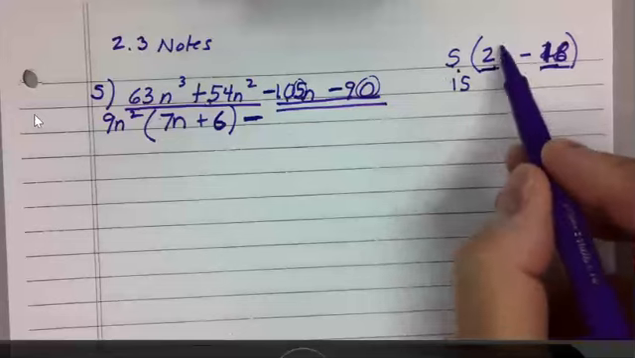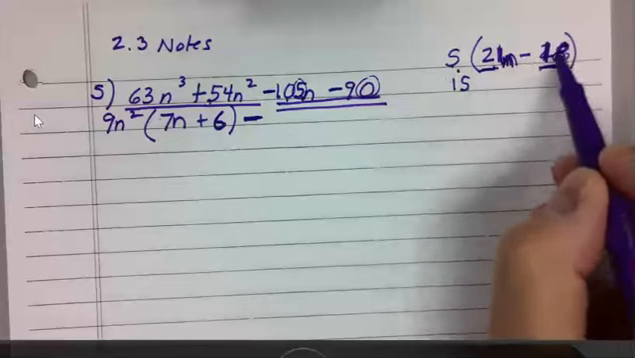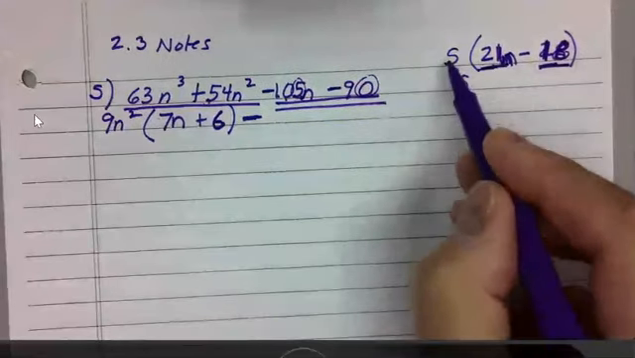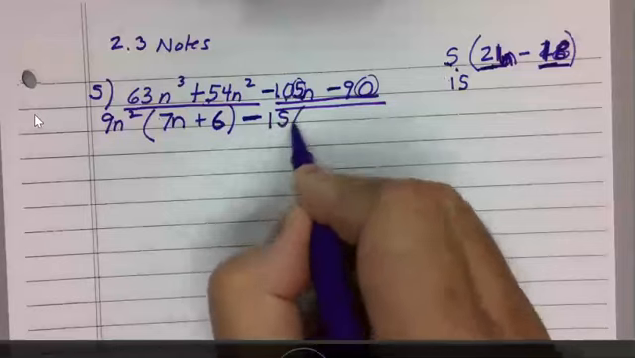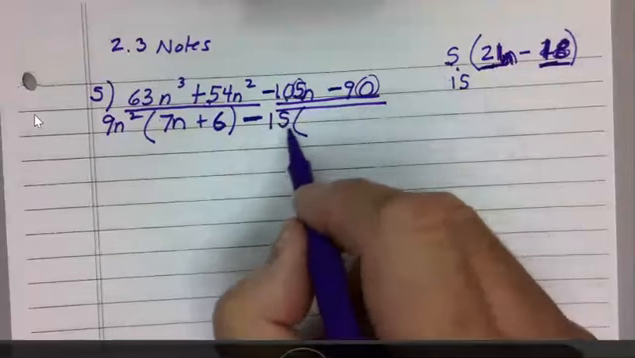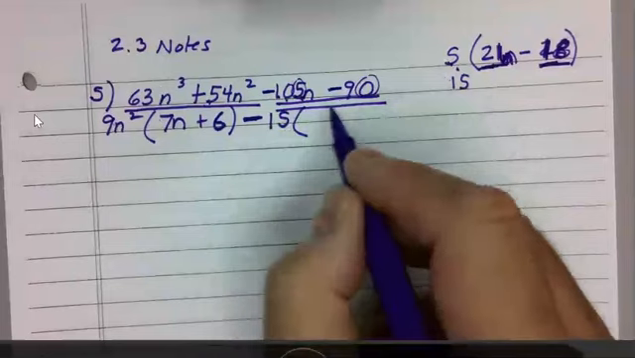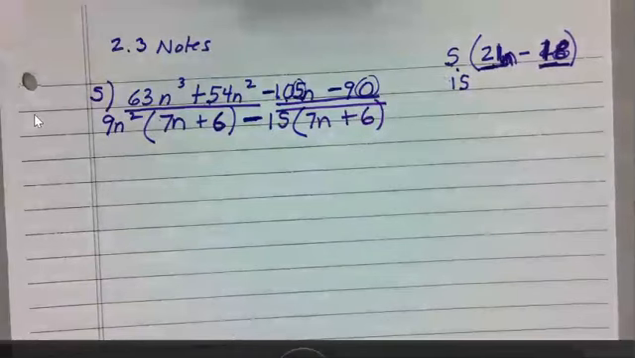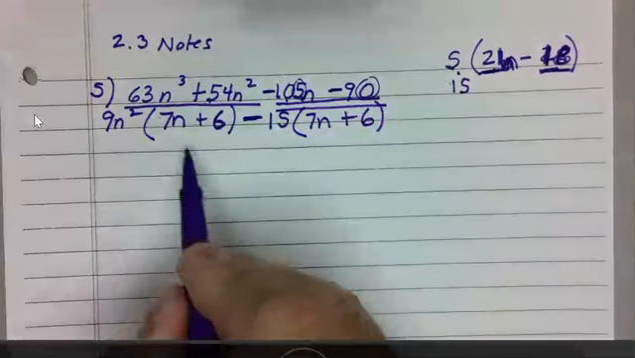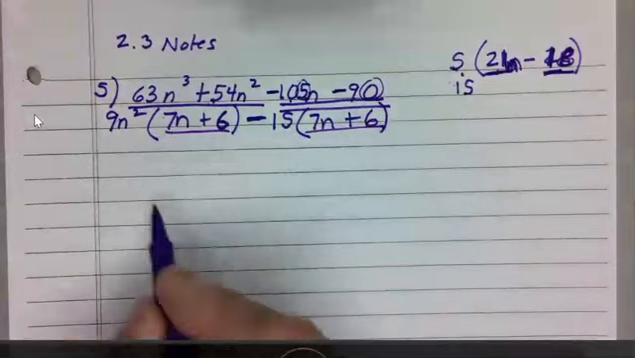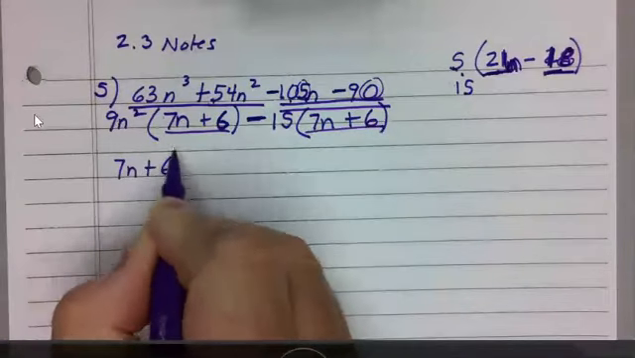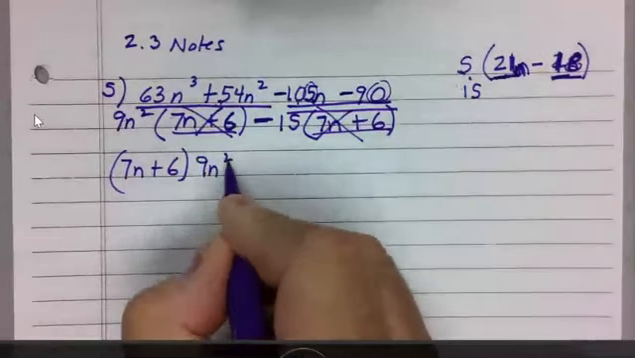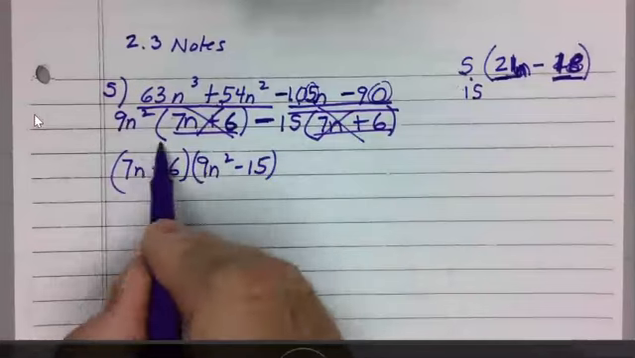Look inside the parentheses right now. I got 21n minus 18. Well, they still have a factor I can take out, which is 3, agreed? So then I take the 3 times the 5 is a 15. And then what I multiply times would be 7n plus 6. And those two are the same, aren't they? So these two here are the same. So that ends up giving me 7n plus 6. And it ends up giving me a 9n squared minus 15. And I'm done. There it is.